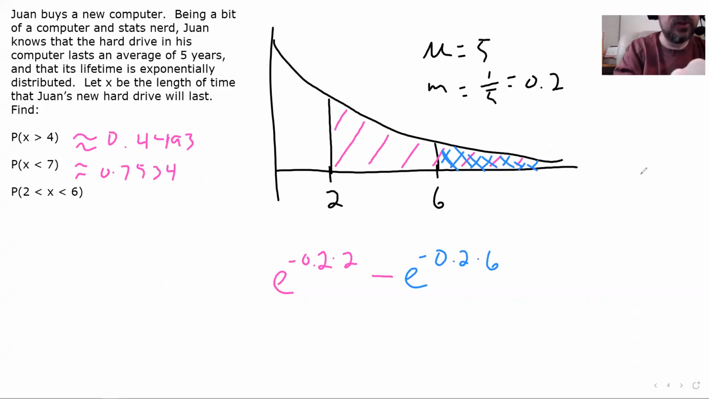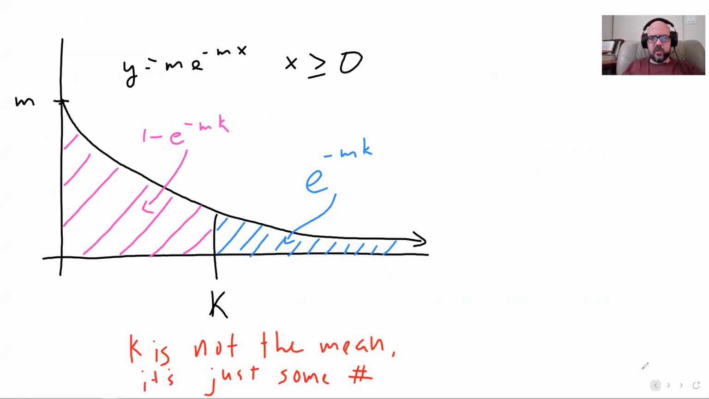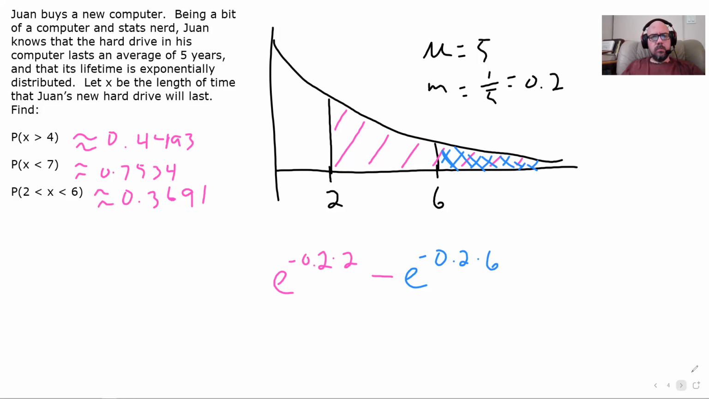So it's about equal to 0.3691. There you go. That is how you find areas in an exponential distribution, right? You're going to want to remember and write down these formulas, and how to use them. You'll get a little practice on the homework. That's really what I want to say about finding areas with exponential distributions.